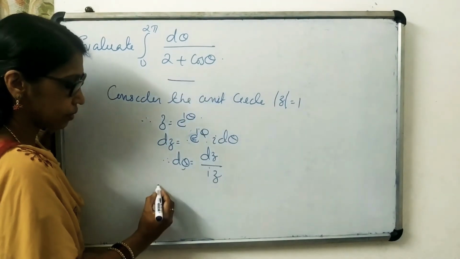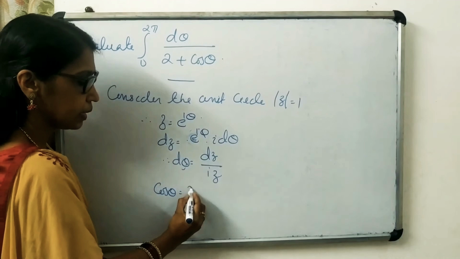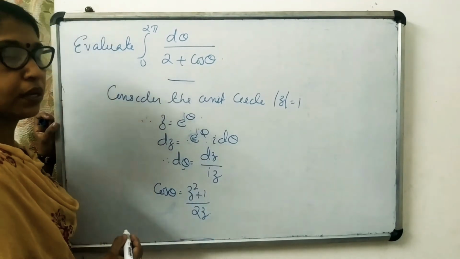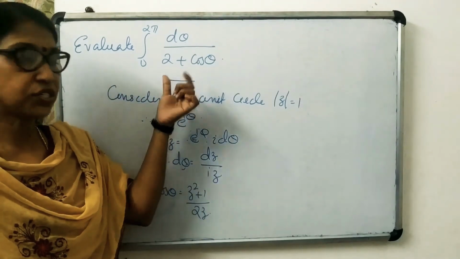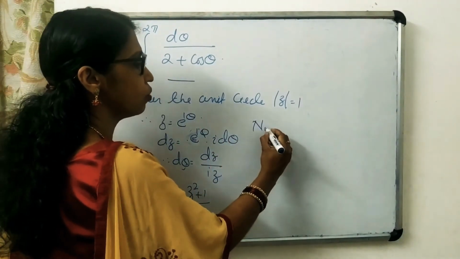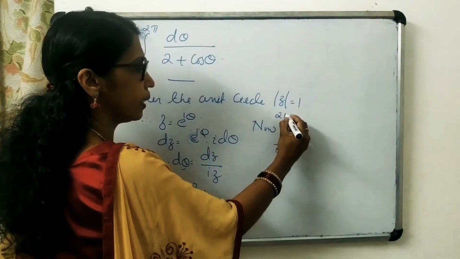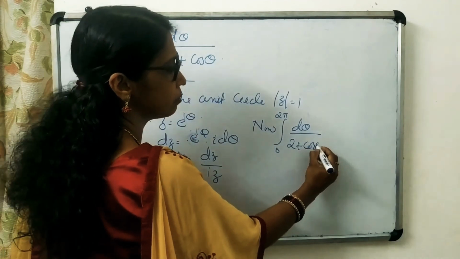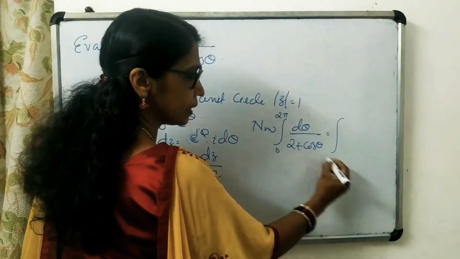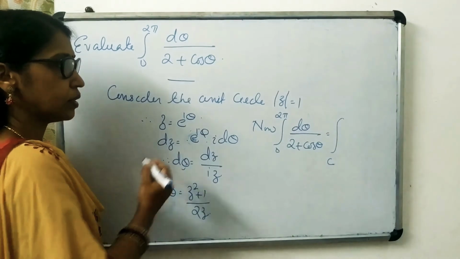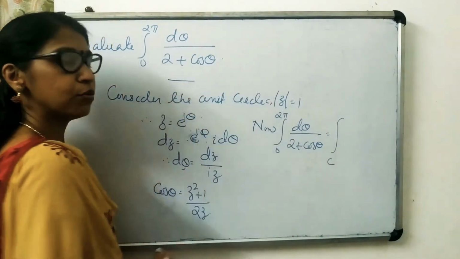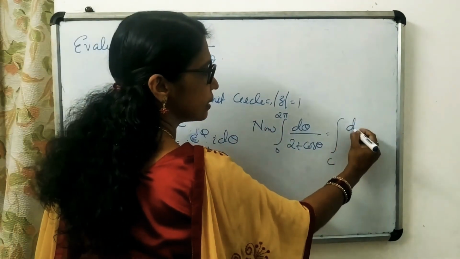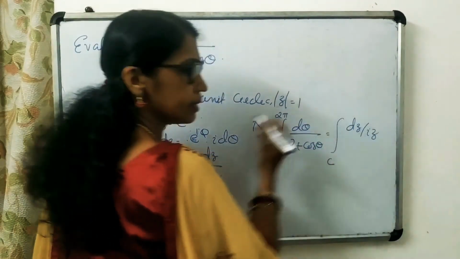Now what is cos theta? Cos theta is equal to z square plus 1 by 2z. This is cos theta. So I am rewriting this function as integral over 0 to 2 pi d theta divided by 2 plus cos theta becomes integral over C. C is modulus of z. You consider the unit circle C, mod z equal to 1. So integral over C. What is d theta? d theta is dz divided by iz.